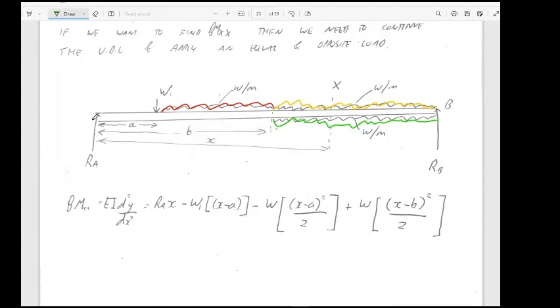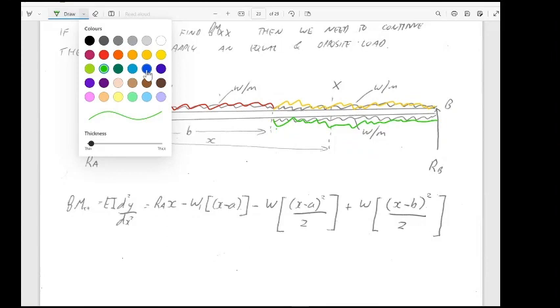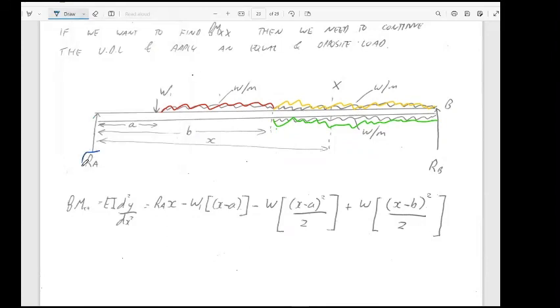Okay, so we'll start on the left-hand end, we'll go down the beam, we'll go past W1, we'll then go past the red UDL, and then we'll go to this part here where we're now in the gold and the green UDL. So we're going to write down the bending moment equation. So it's as complicated as it gets. Okay, so we've got RAX, our bending moment, equals EI d squared y by dx squared. That's equal to RAX. That's the moment associated with this force. Okay, so we've gone x meters along the beam, so therefore it's x meters away, so it's RAX.